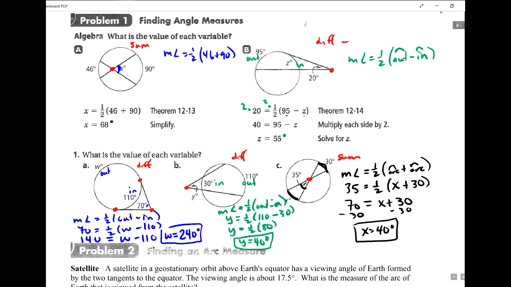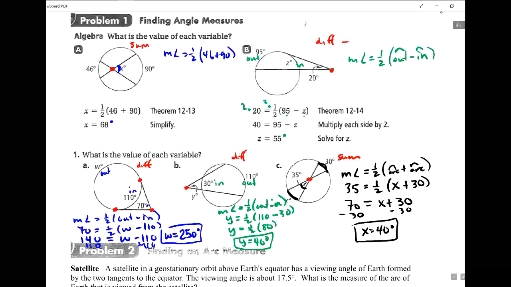That doesn't seem quite right. 350, that should be 360. 70, 140, W minus 110, add 110, 250. Knew that didn't look right. This is why we don't skip 110. We add 110 to both sides. We get 250. And the reason that looked wrong is because I'm looking at my two arcs there, and I know they need to add up to 360. So be careful with that addition.